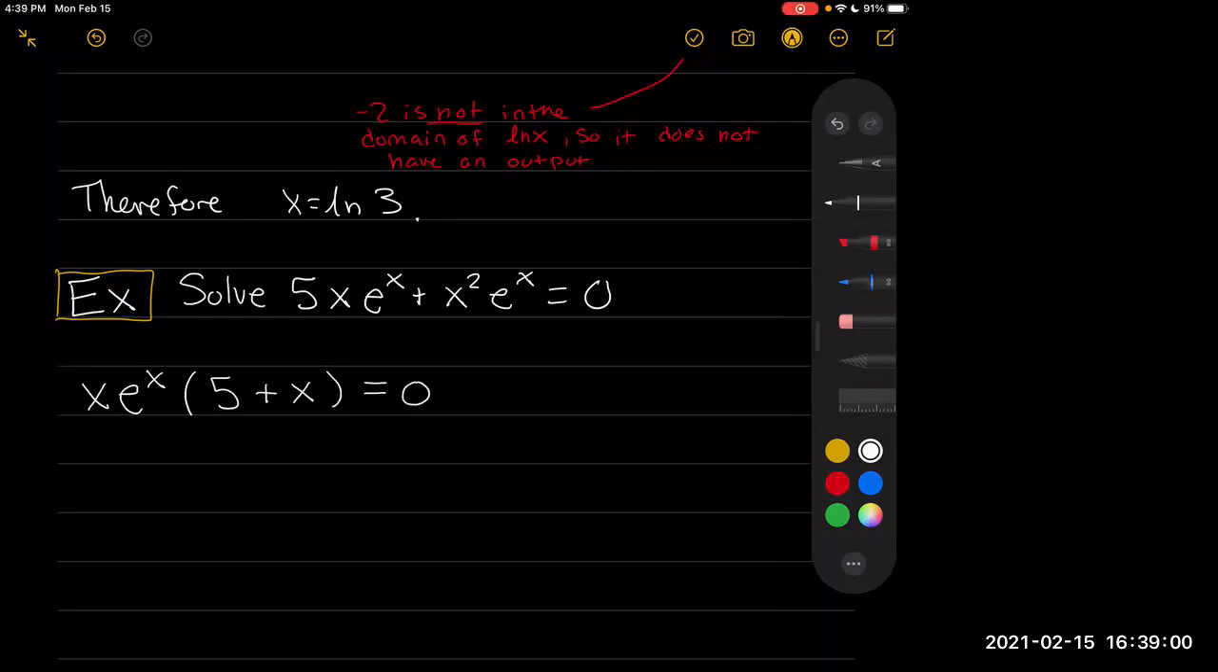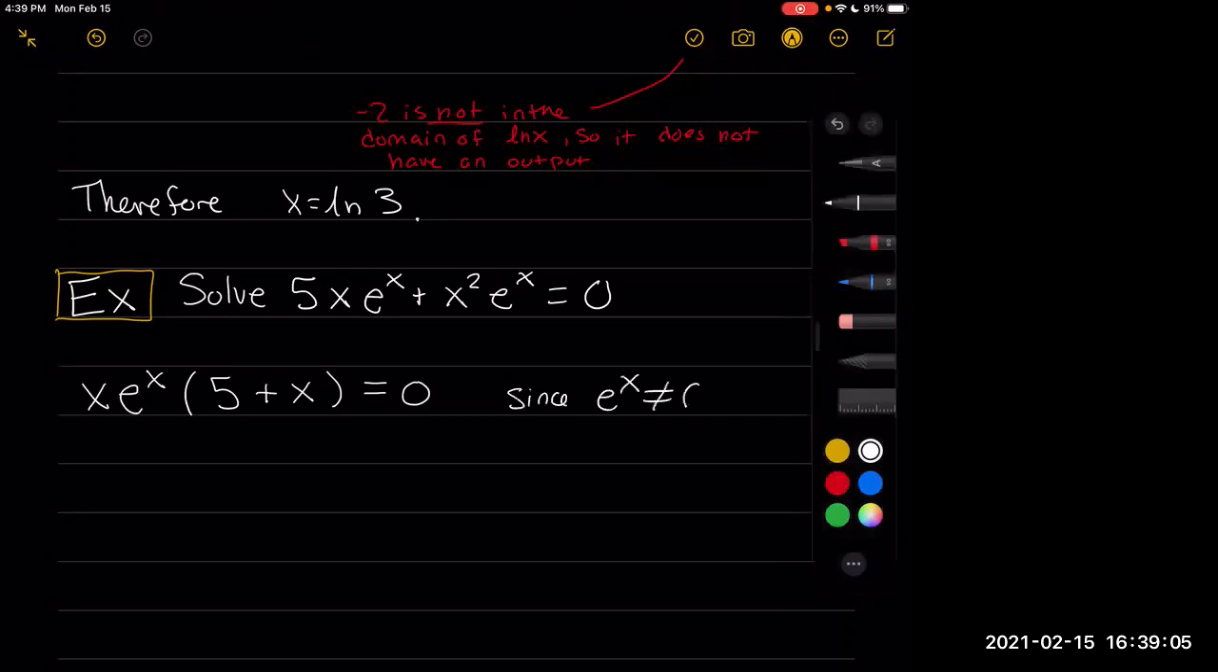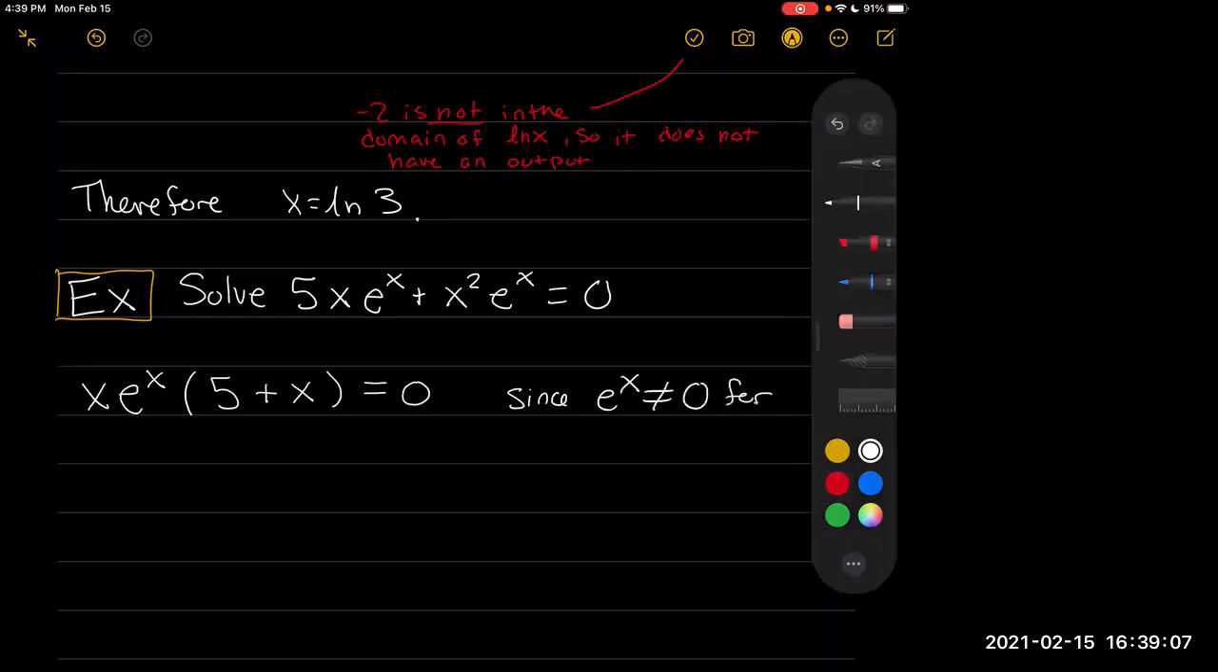So since e to the x does not equal 0 for any x, we can ignore this factor. We can divide it out. So that means we end up with x times (5 plus x) equaling 0. And the reason we can divide this out is because we are never dividing by 0, so it's a legal move to do. Okay, so therefore, x equals 0 or x equals negative 5.